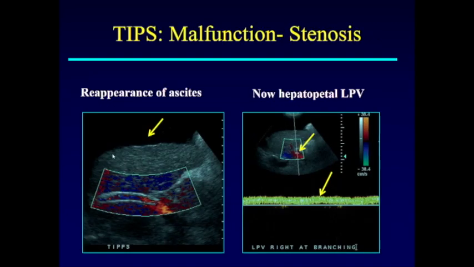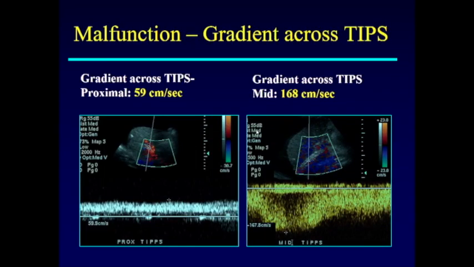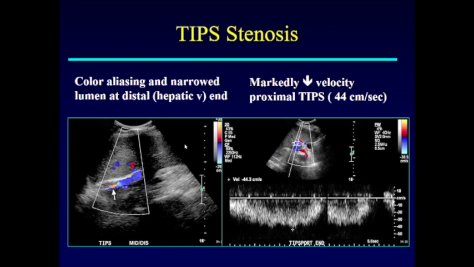A couple of examples. Here's a patient who had all of a sudden reappearance of ascites. In the left portal vein, you now see hepatopedal flow. It goes back into the portal vein. The gradient across the TIPS between proximal and mid was more than 100 centimeters per second. Proximally it was 59, in the mid it was 168, and this patient had a stenosis.